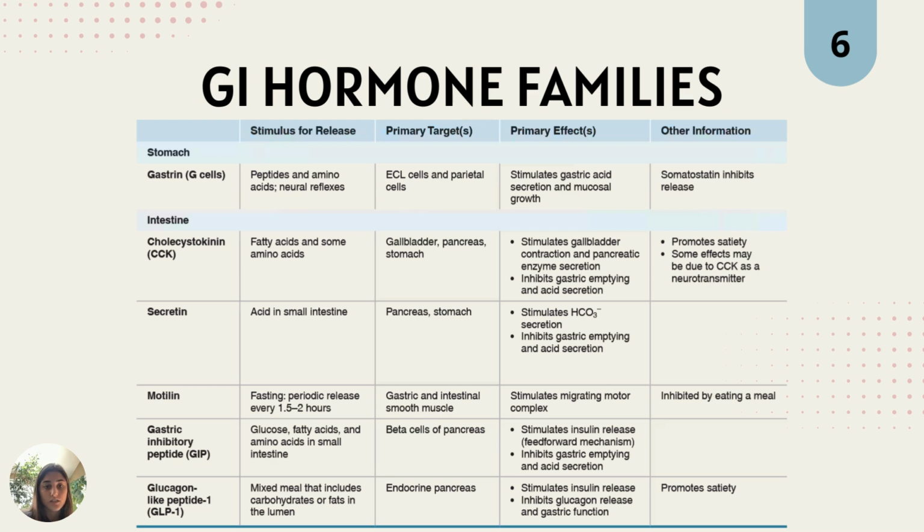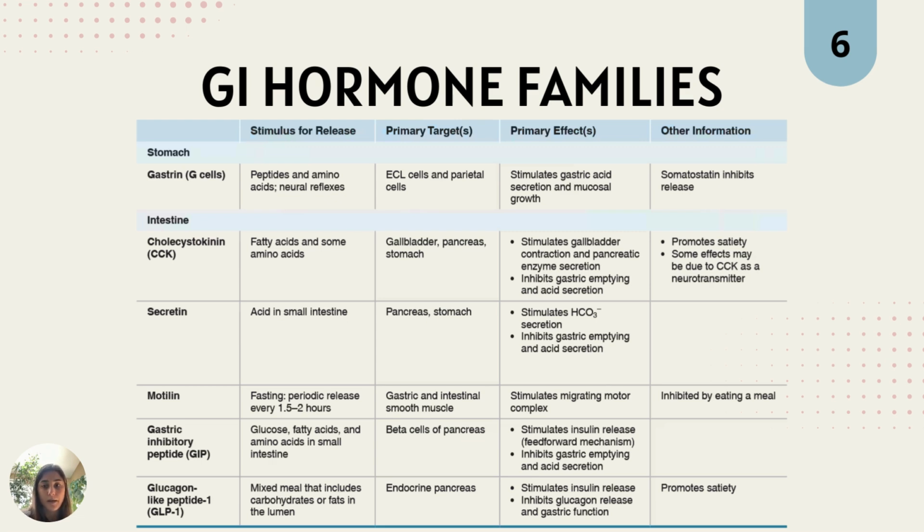There are three parts of the GI hormone families. First, there is the gastrin family. This includes hormones like gastrin and CCK. They respond to peptides and amino acids, act on ECL cells and parietal cells, and they stimulate gastric acid secretion and mucosal growth. Next is the secretin family. This includes secretin, vasoactive intestinal peptide, and GIP. These inhibit gastric acid secretion and stimulate insulin release in response to glucose in the intestinal lumen.